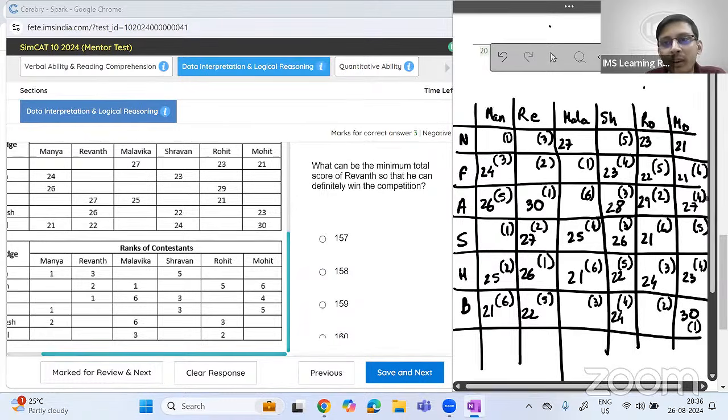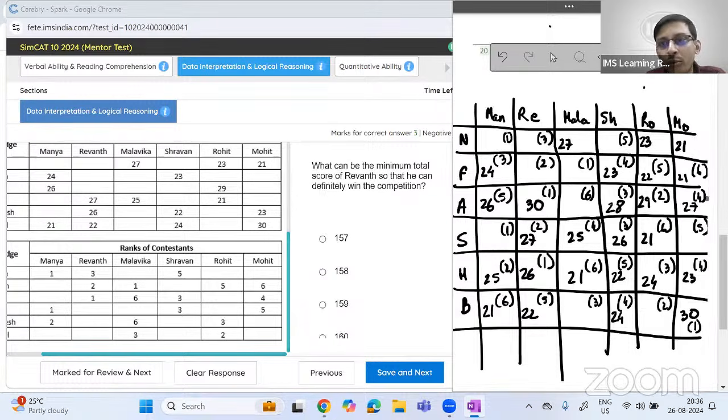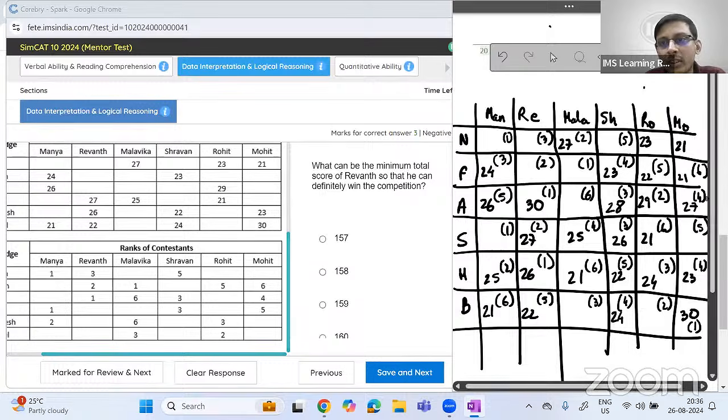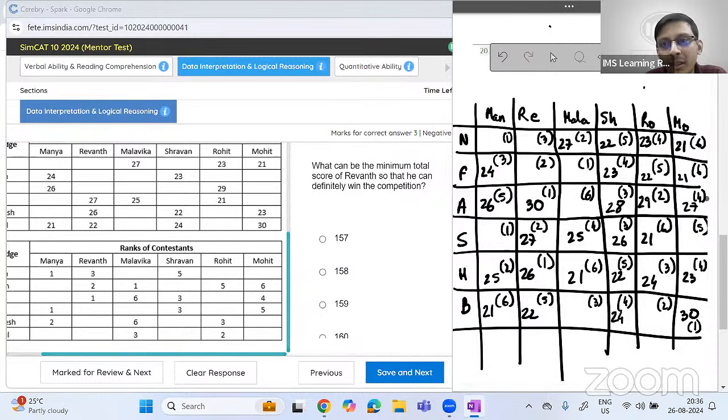Okay, now here I know 1, 3, and 5. I don't know 2, 4, 6. This will be 2, this will be 4, and this will be 6. Okay, 4 is 23, 6 is 21, 5 will be in between 22. 2 is 27, 4 is 23, 3 multiple possibilities, 1 multiple. Okay, I think this is all I can find.